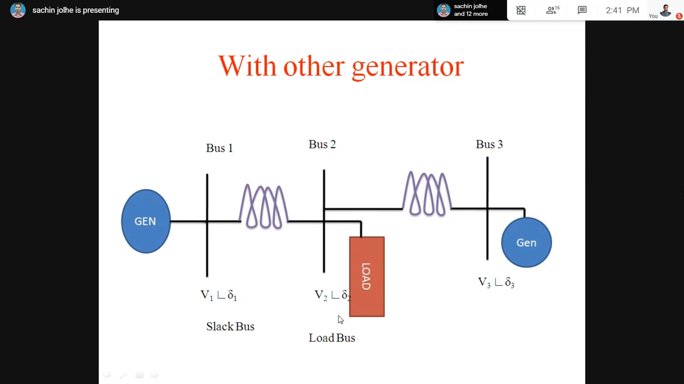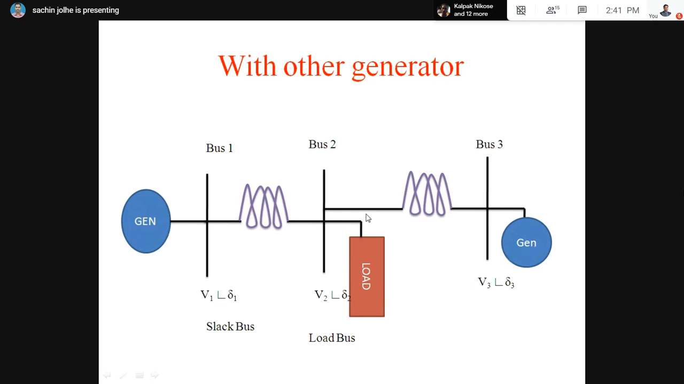Now, if instead of load, a generator is connected, what will happen? Similarly to the previous case, there is no problem for this. In bus number 1, generator, transmission line, bus number 2 connected to the load, again a transmission line, and you will find there bus number 3, where another generator is there.